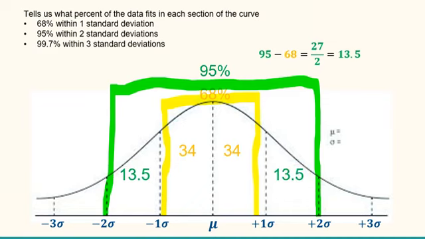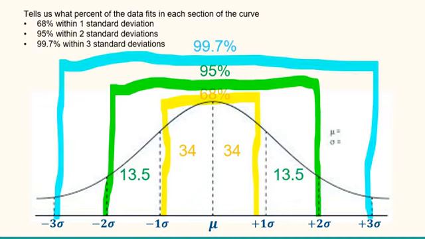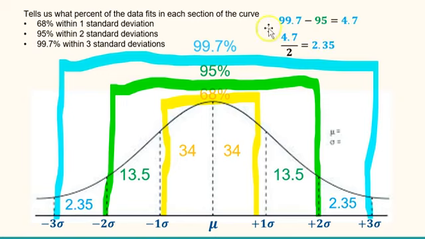Then we're going to go out to 3 standard deviations. So 99.7% of the data is in that big blue box. We're going to do the same math that we did before. So 99.7, the blue box, minus 95, the green box, is 4.7. So I know that this area and this area together have to equal 4.7, and that they have to be equal to each other. So I divide that in half, and I get 2.35.